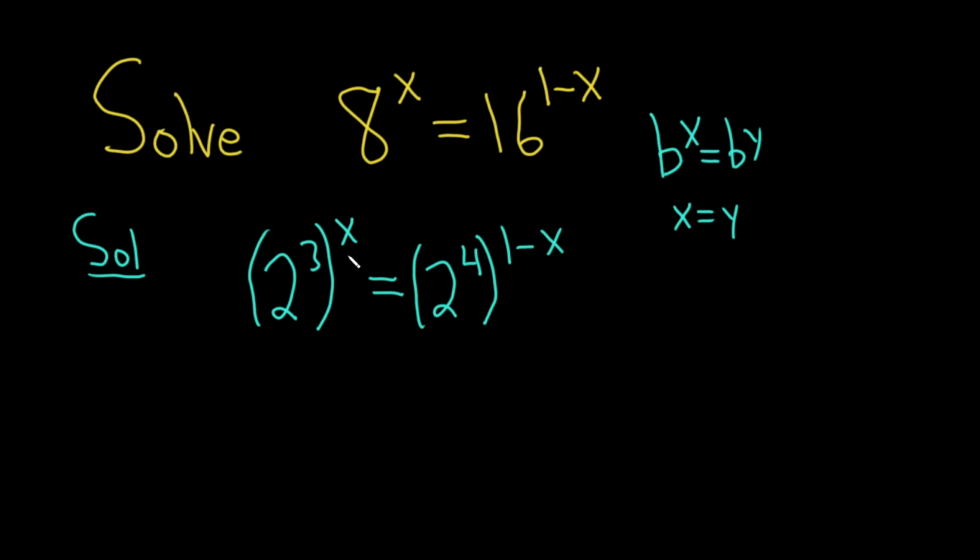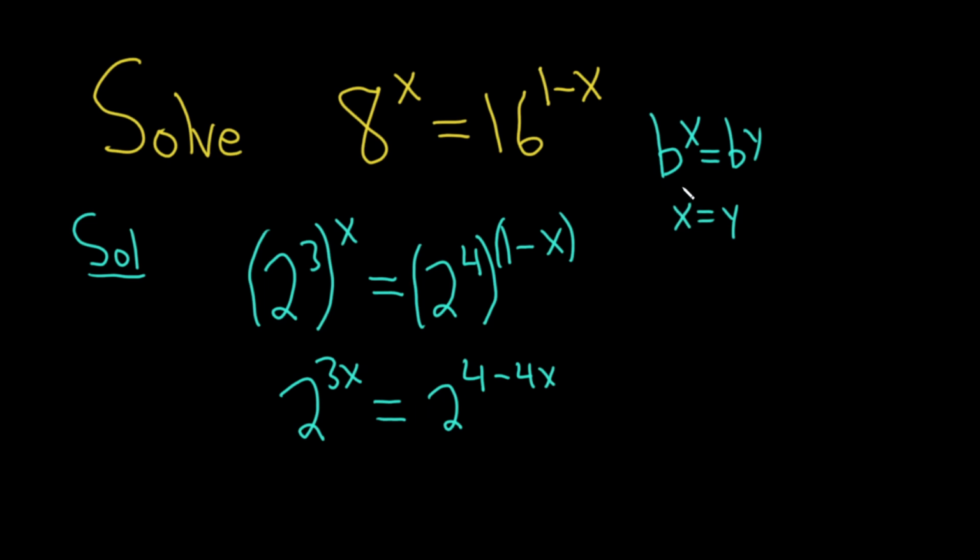Let's keep going. So properties of exponents say that we multiply here. So this is 3 times x. So this is 2 to the 3x. And then this is equal to, and then here you can multiply through by the 4. So this is 2. And it's really important to distribute. 4 times 1 is 4. 4 times negative x is negative 4x.